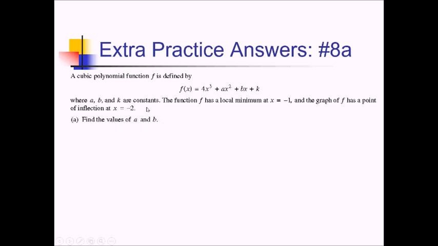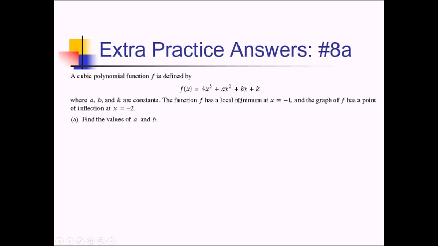So to figure out a and b, the key here is that they told you the location of a local min and also a point of inflection. Since we know that we have a local min at x equals -1, that means that if I plug -1 into the first derivative of this thing, I should get back a value of 0.